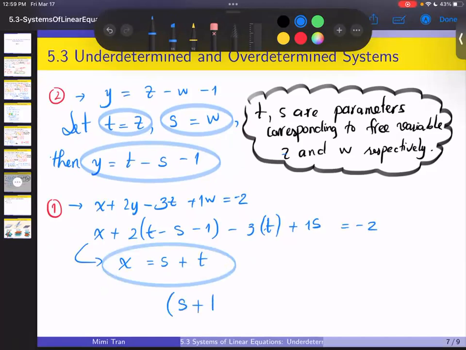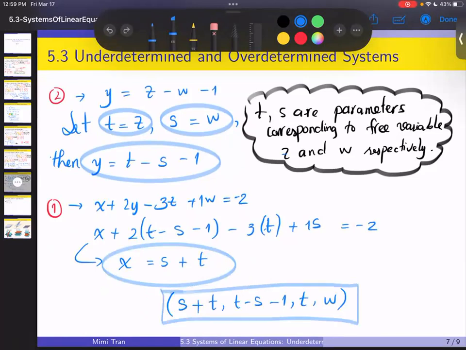In order, s plus t, t minus s minus 1, t w. By the way, the letter T and letter S are just letters. If you don't like S, you can use U. U equals W. It doesn't matter what letter. T, S are very common, so I just use that.